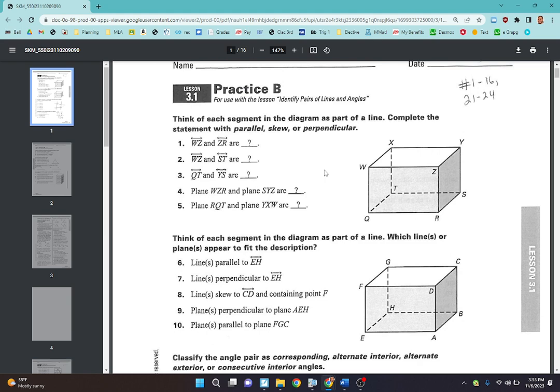Would it be AB and FG? Say your question again. Would it be AB, FG? EH, FG, DC, AB are the 3 that are parallel to that.